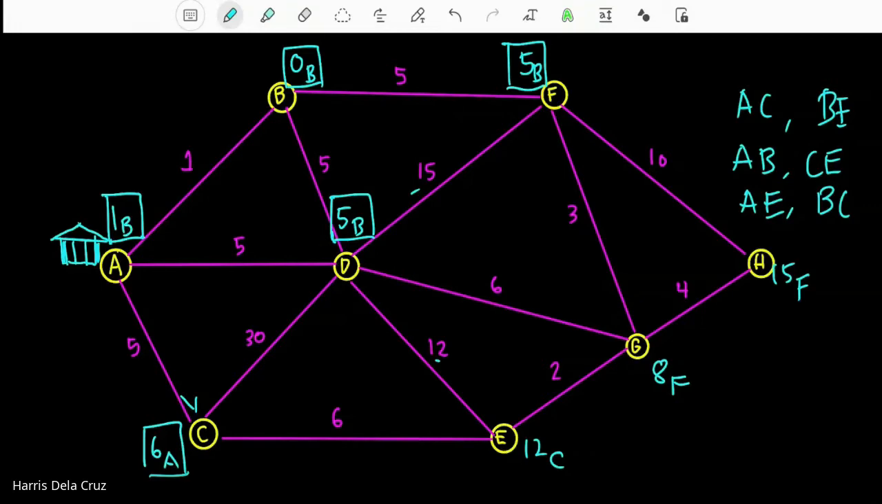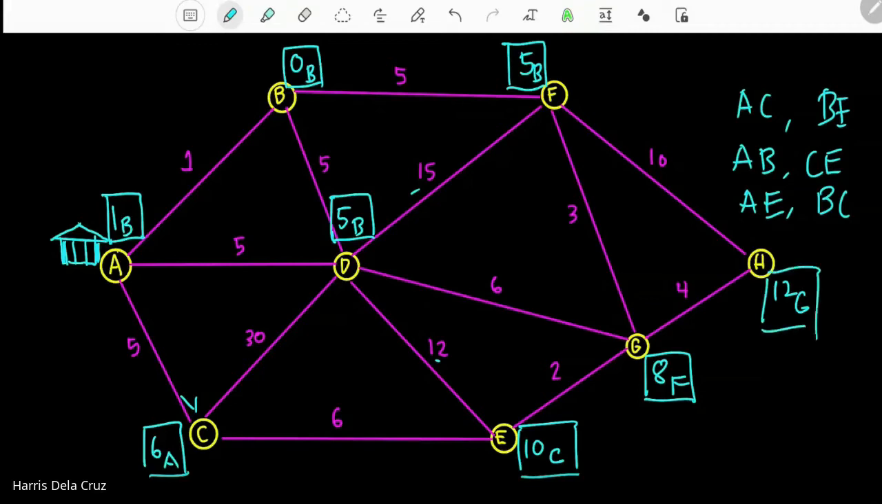Now, we have G with the least label this time. So I'm going to permanently label G. And then from G, we can reach H. So that's 8 plus 4, 12. 12 is smaller, so I'm going to replace this by 12G. And then we can also reach E. So 8 plus 2, 10. That's smaller, so I can change it with 10G. And that will become their permanent labels.